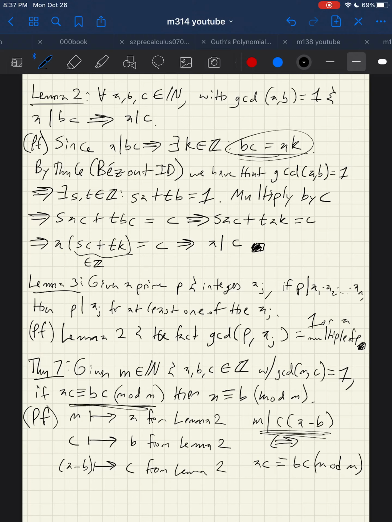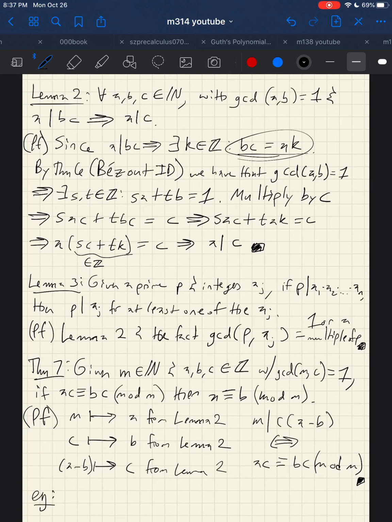All right, so I am literally just applying lemma 2 with a few different values. And this gives me the conclusion, which is that M divides A minus B, and that is precisely what I wanted to prove. So again, like I said, this is just kind of a sketch of the proof, but I wanted you to see how we apply lemma 2 in a different proof.